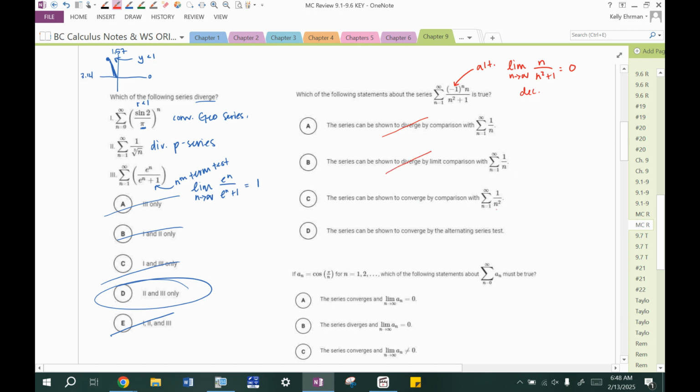Converge by comparison to this. So I didn't use a comparison test. Shown to converge by the alternating series test. So there it is. Could it be shown to converge with this one? Possibly. But I know for sure that this is true.